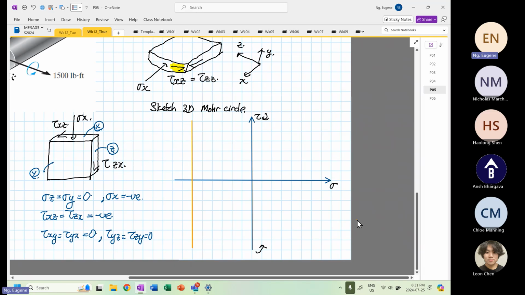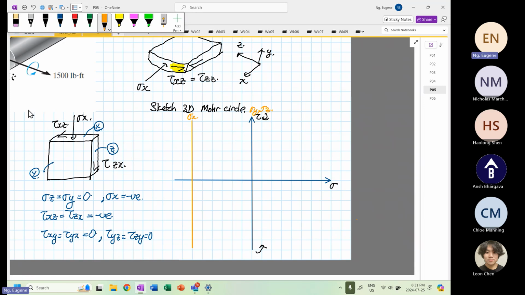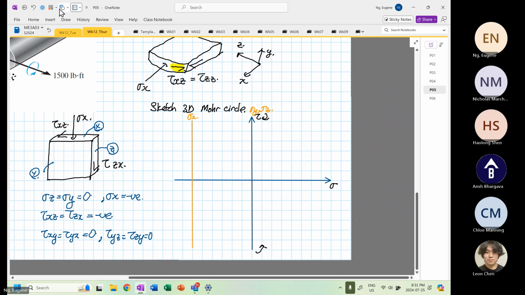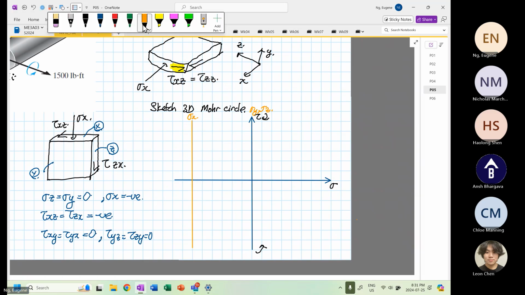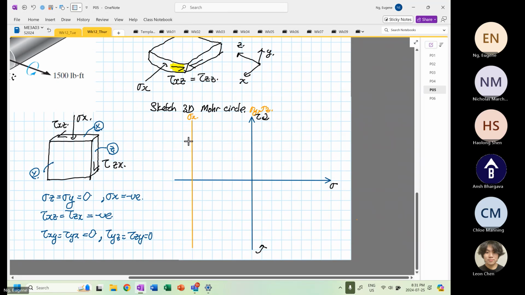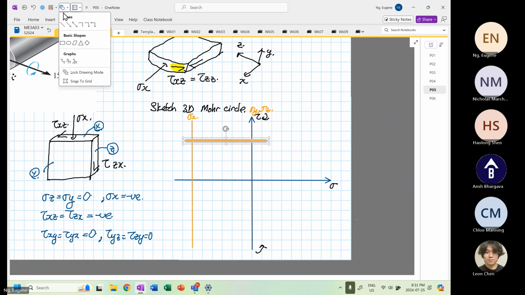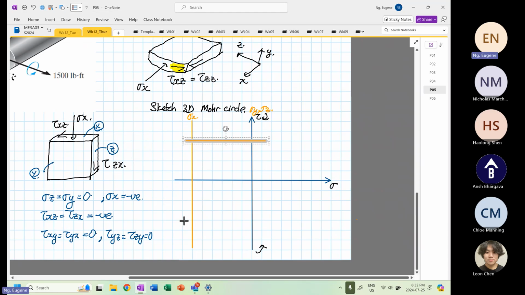Yeah. So this is our stress X, and we know our stress Y and stress Z is 0. Okay. And then we have our shear. Again, this is just a sketch. Our shear here. And then we have our shear.